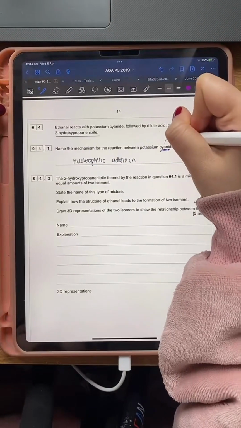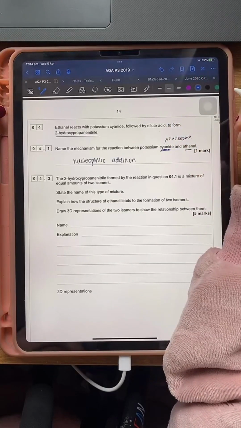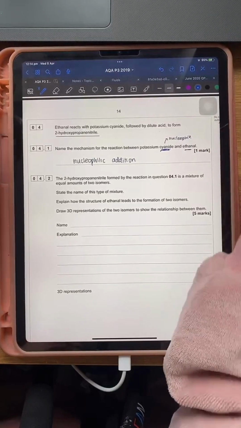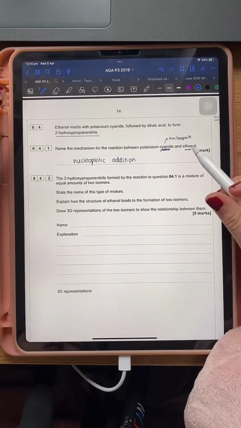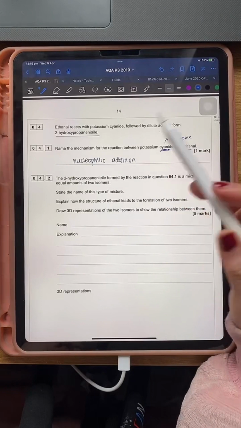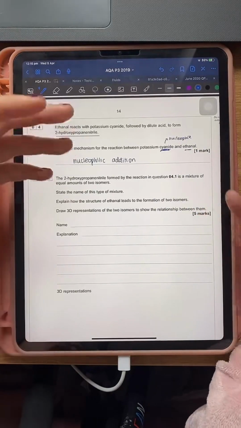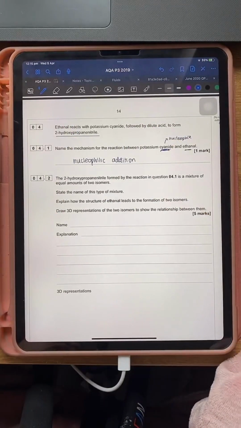You're adding the nucleophile into the ethanal. It's not substitution because you're not replacing anything here. You're breaking the bond in the ethanal to combine with the potassium cyanide. So you're not substituting anything, you're adding on to the bond. That's why it's nucleophilic addition. They're probably going to ask us to draw it later.